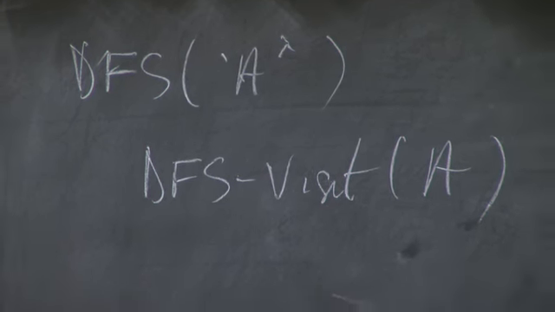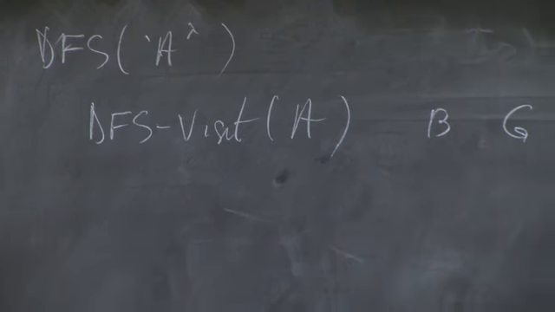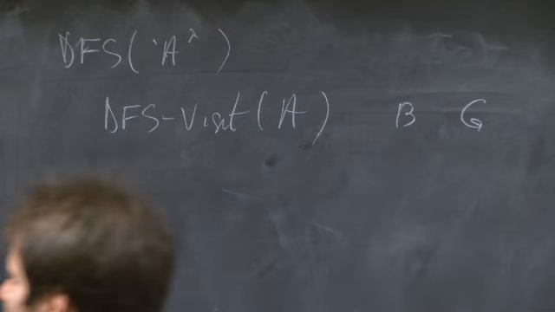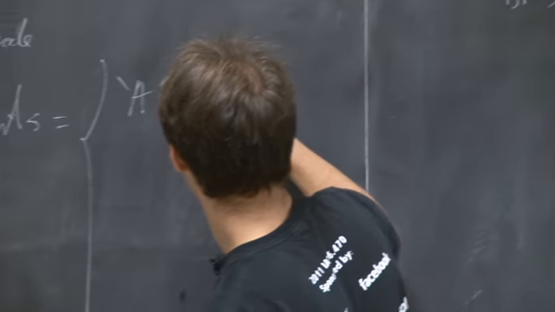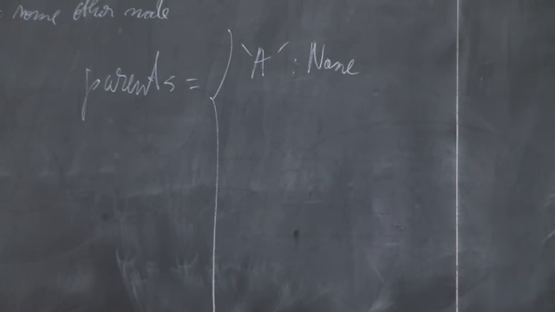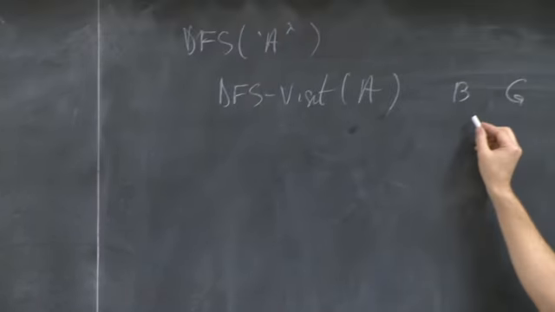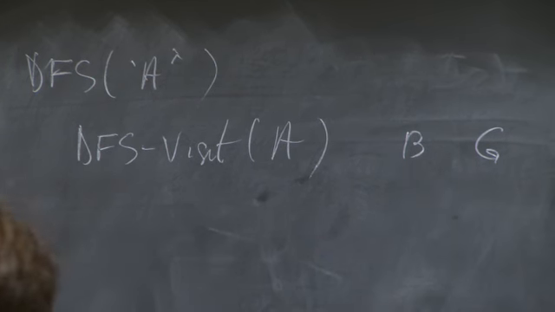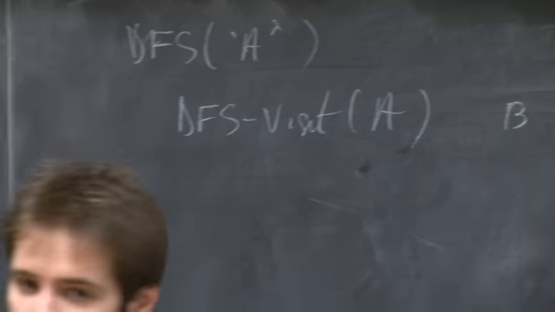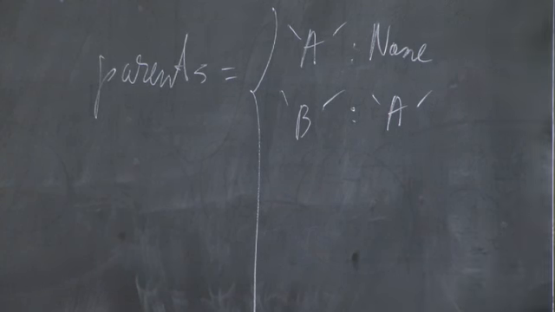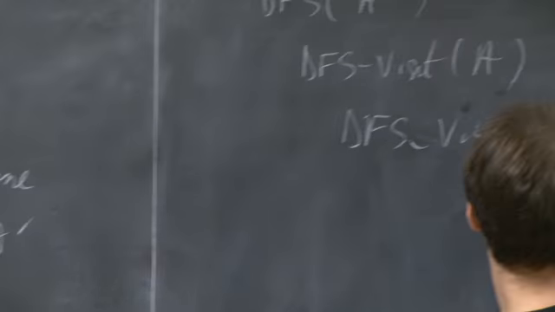Cool. Is B in parents? What's in parents at this point? Just A. Oh, I understand. A is none. Good. Excellent. So B is not in parents. So what am I going to do? Add it to parents and visit it. Right? What's B's parent? Okay. And I'm going to call DFS visit of B.